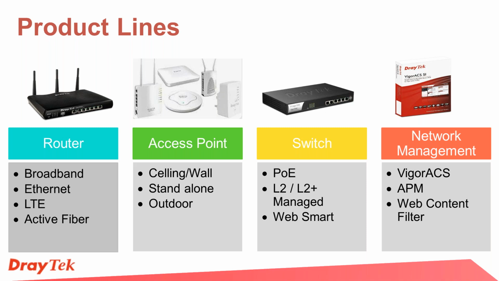DrayTek also make a good range of Ethernet switches, from Ethernet switch to power over Ethernet as well, and power over Ethernet will power DrayTek's own access points, but the power over Ethernet can also power IP phones and IP cameras if you have those in your environment as well. And of course, I've mentioned the network management software, Vigor ACS. Vigor ACS is available as a server tool to run on a Linux-based server, or you can run it on a Windows server, and it will help to manage your whole estate of DrayTek products.